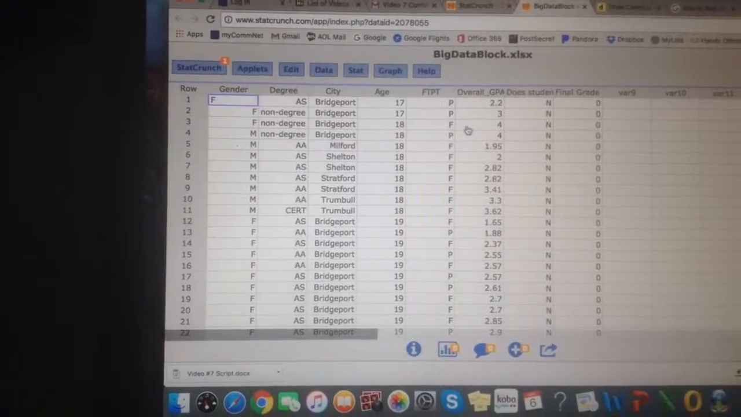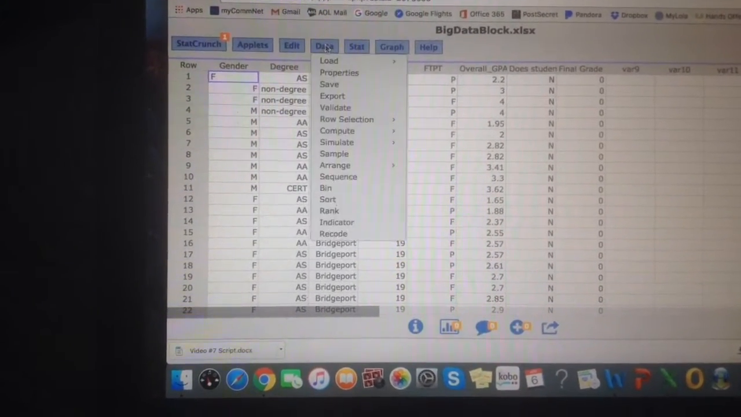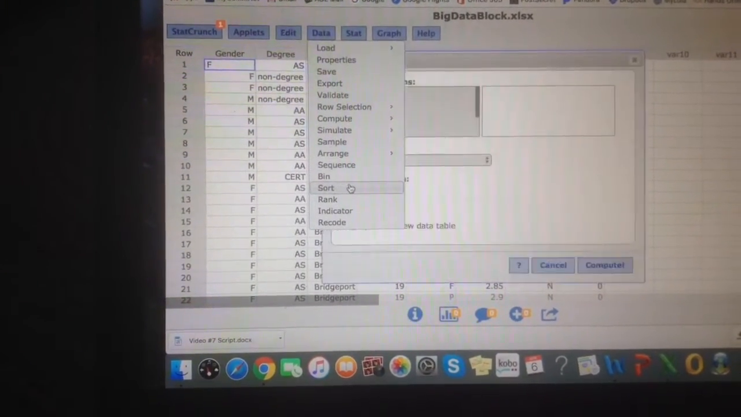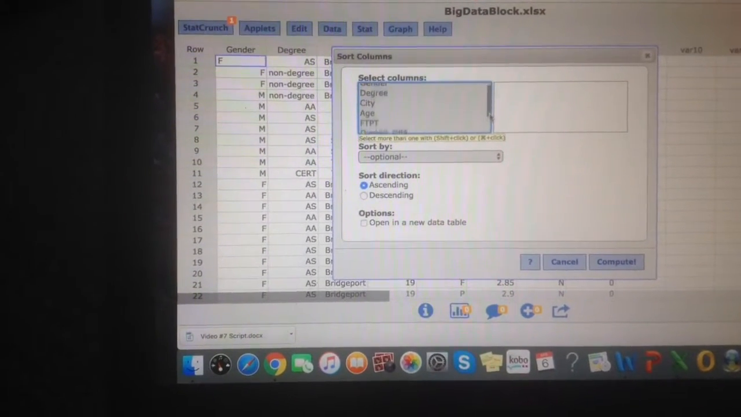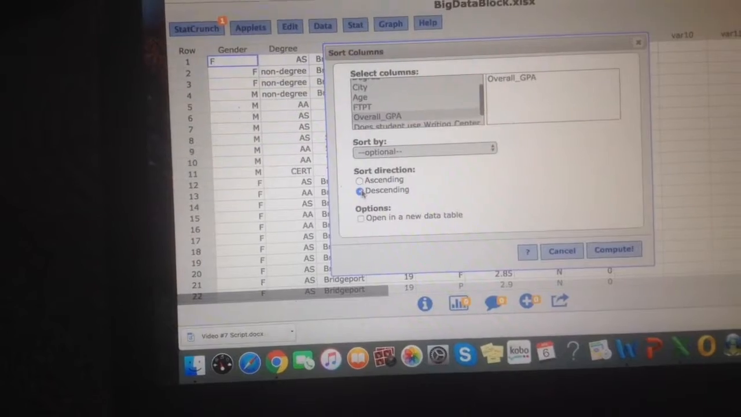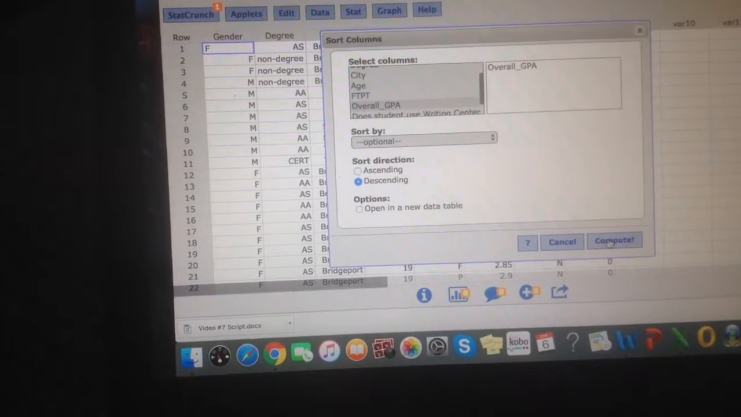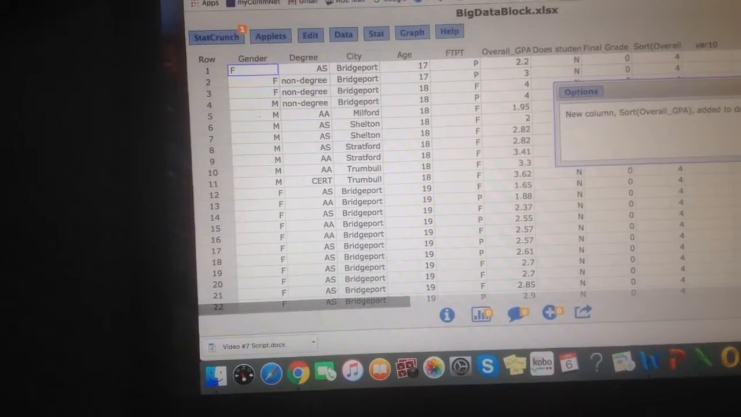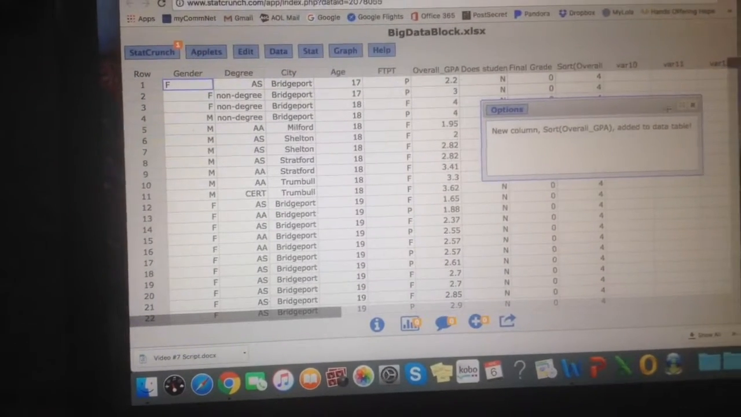The way that I did this was by going to Data, Sort, and selecting GPA, overall GPA. I did it in descending order so that the 4.0s would be on top. Alright, and this column was added here.